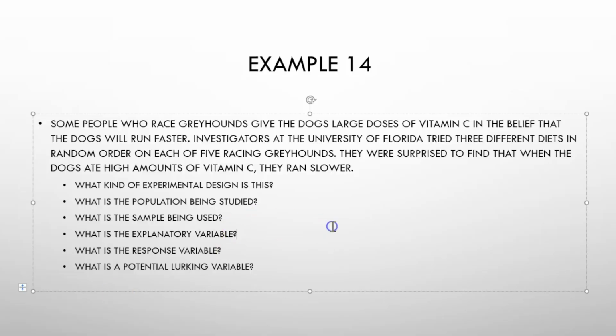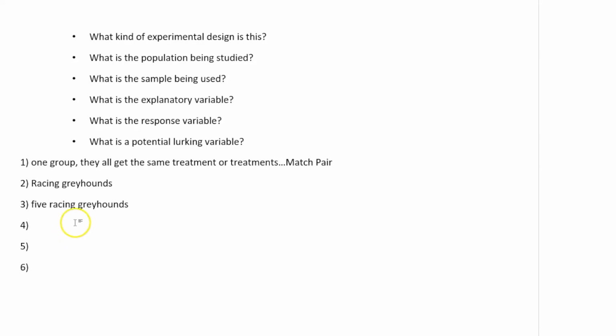All right, next 2, explanatory and response variables. So explanatory is the treatment that we're applying. So the treatment I'm applying would be 3 different diets. So it says in a random order, we're trying these 3 different diets on the dogs and seeing which one of these diets improves the way the dogs run. So for our explanatory, we have the 3 different diets.